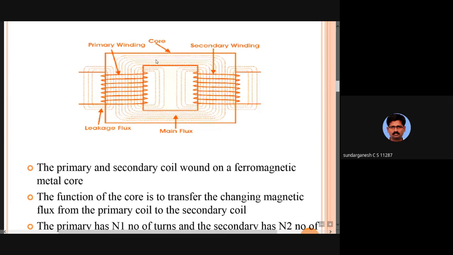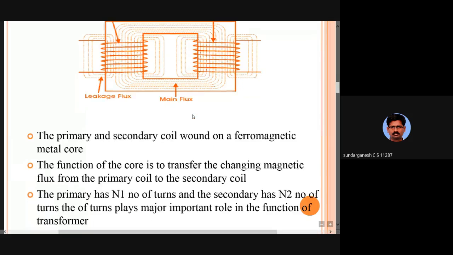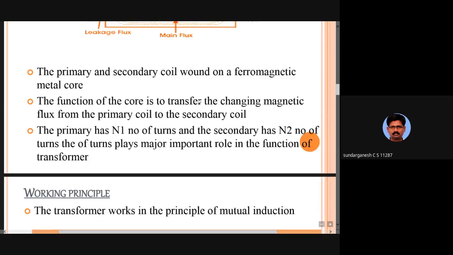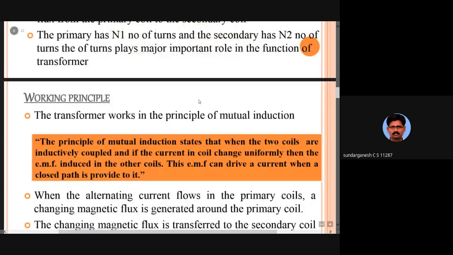The function of the core is to transfer the changing magnetic flux from the primary coil to the secondary coil. The primary coil has n1 number of turns, and the secondary has n2 number of turns. So it is playing a major role in the function of the transformer. As I already told, it works on the principle of mutual induction.